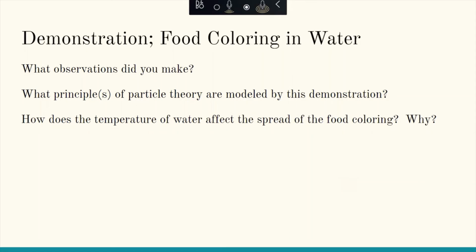Remember our first demonstration where the red food coloring went into the 2 different temperatures of water? Take a moment and write down your observations. What did you notice? What did you see? Think about visual and other forms of information that you learned.